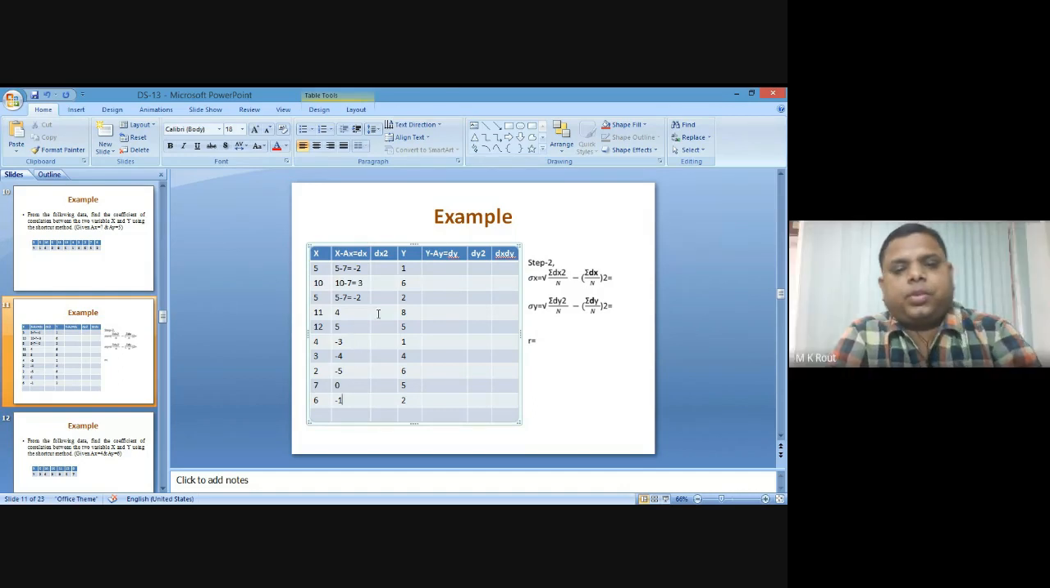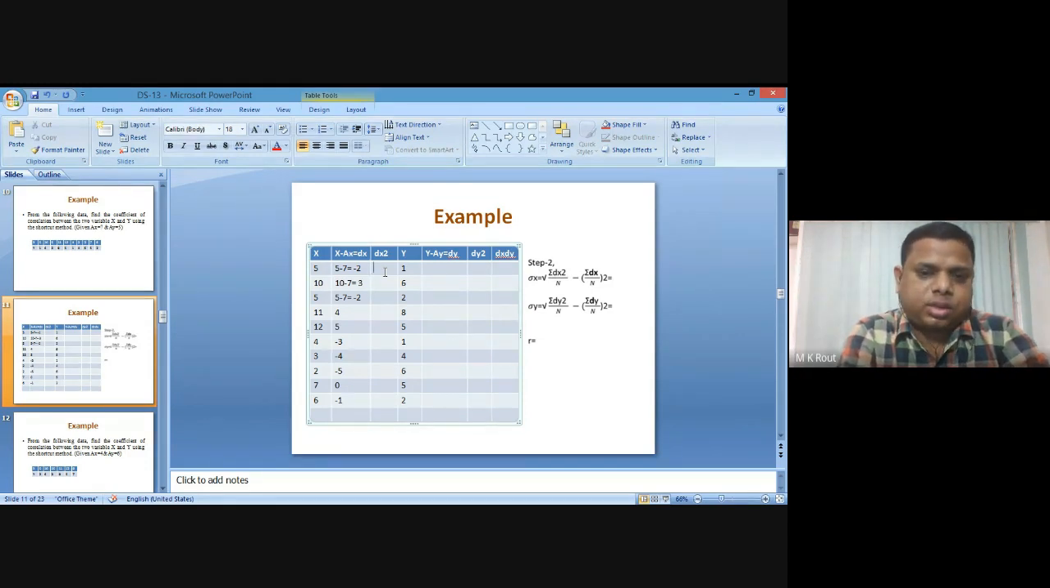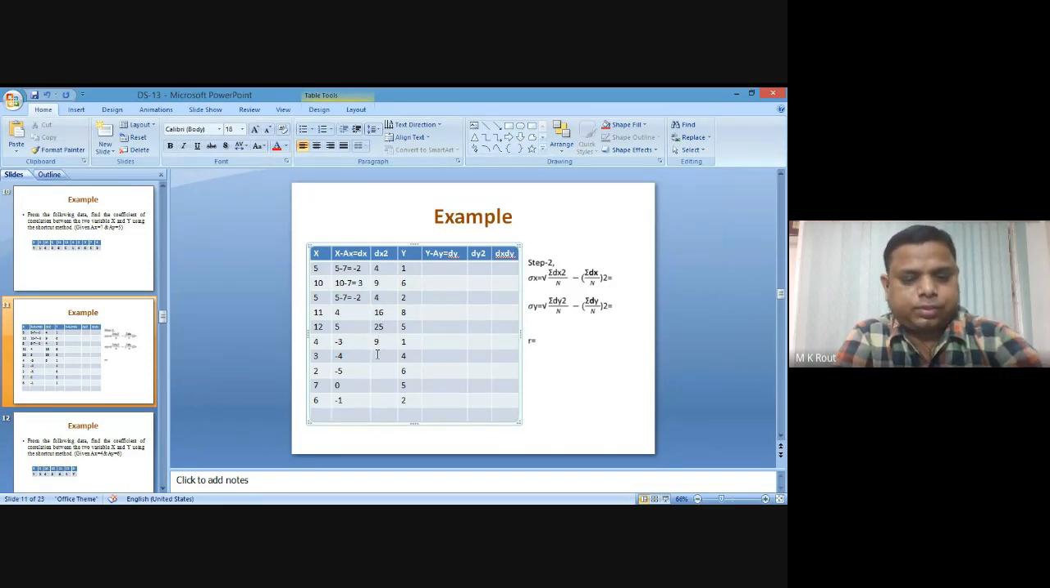Then we directly go to the square of the deviation of the X series. The square of minus 2 is 4. The square of 3 is 9. Again, the square of minus 2 is 4. Then the square of 4 is 16, the square of 5 is 25. The next is 9, the next is 16, then 25, then 0, and the last one is 1.